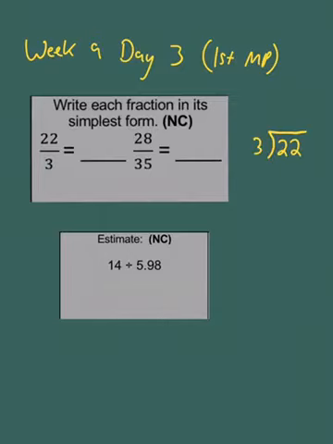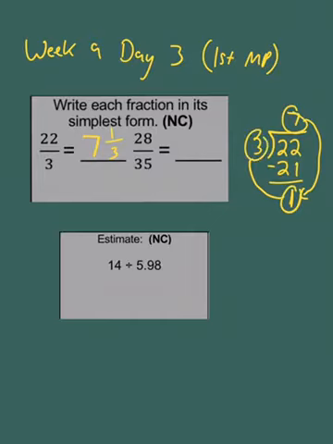So 3 goes into 22 7 times, which is 21. Subtract, 1. Now remember, to get your answer, we're going to do this circle. So you start at the 7. It is 7 and 1/3. Okay, it's these numbers right here in the division problem.